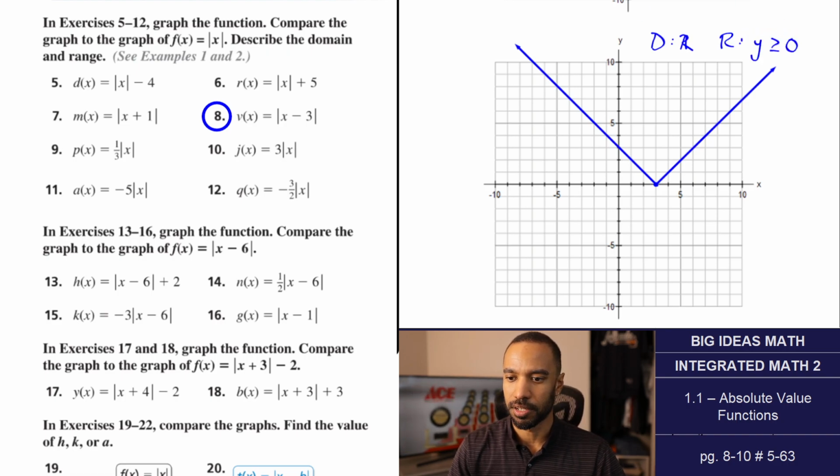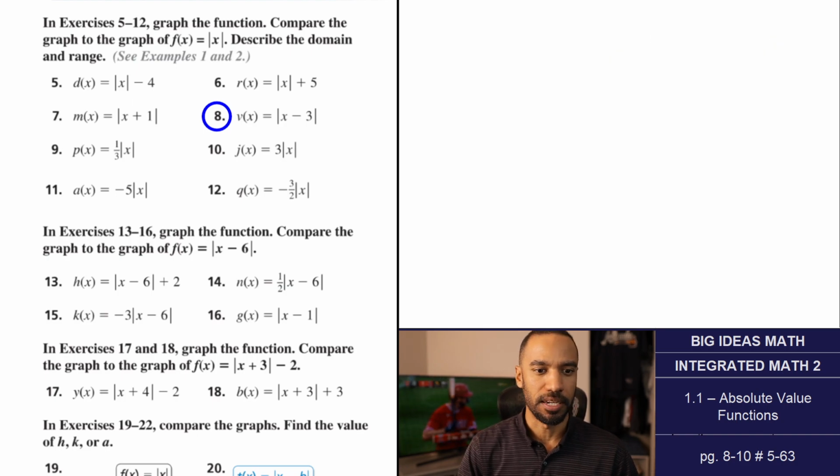Give me a second to fix something on here. Okay, hopefully I fixed my need there.